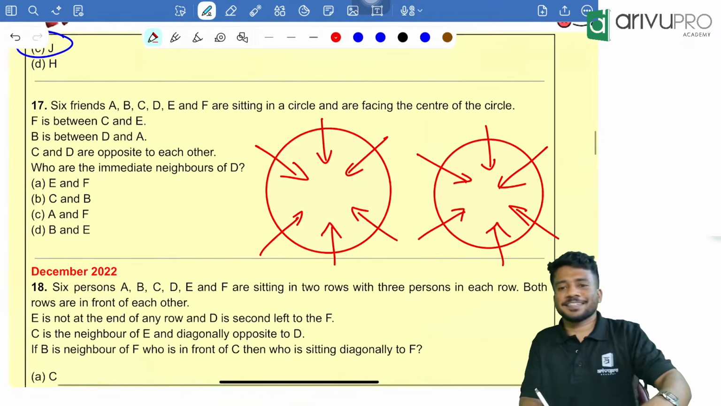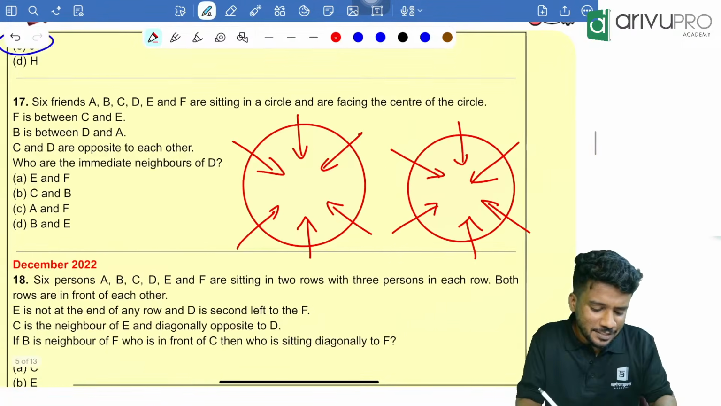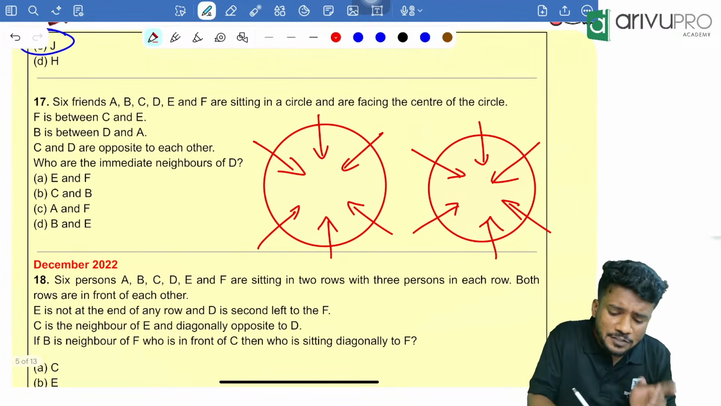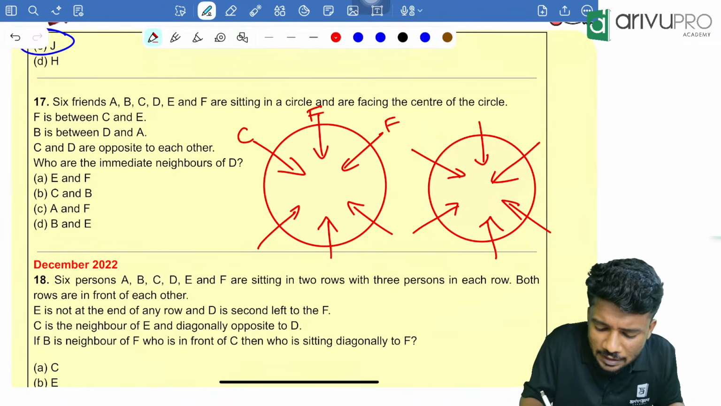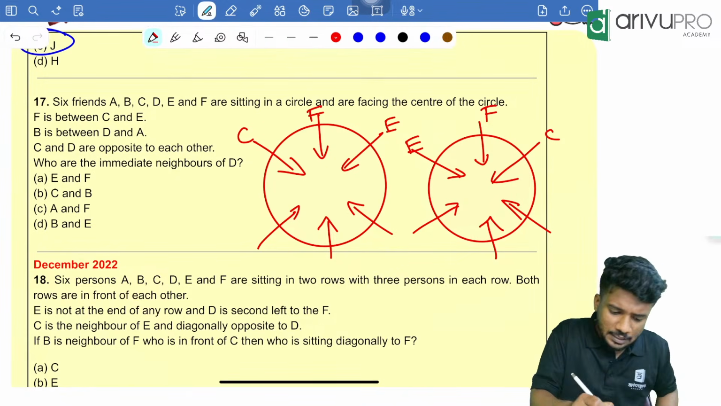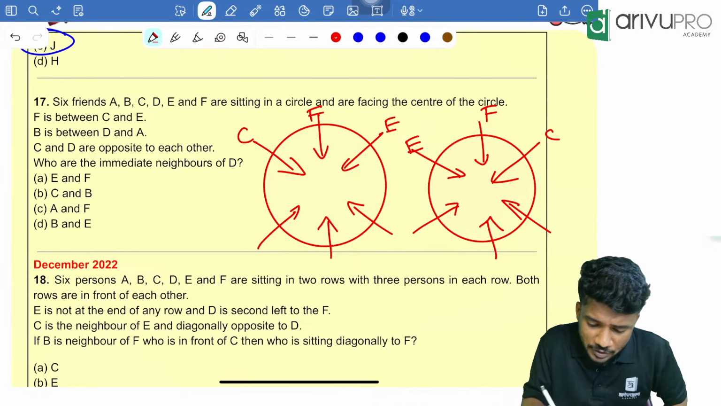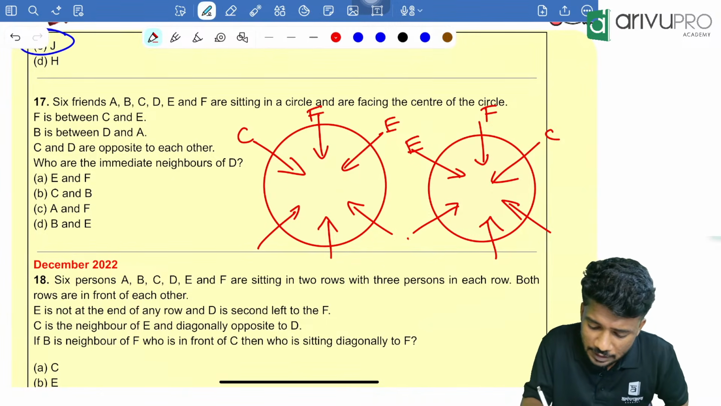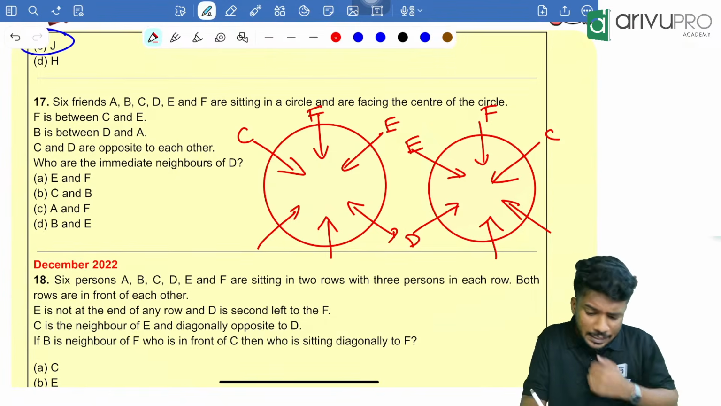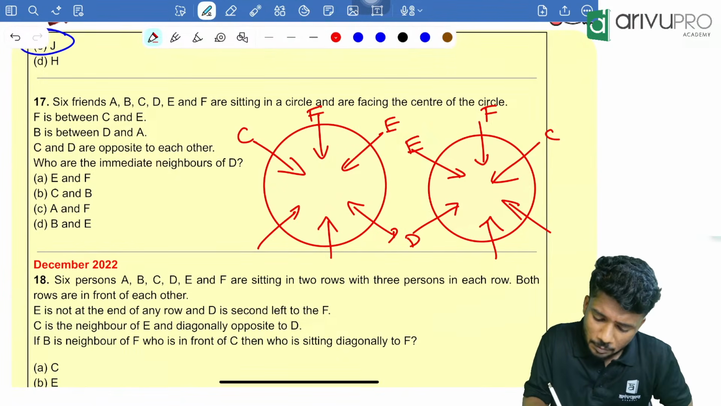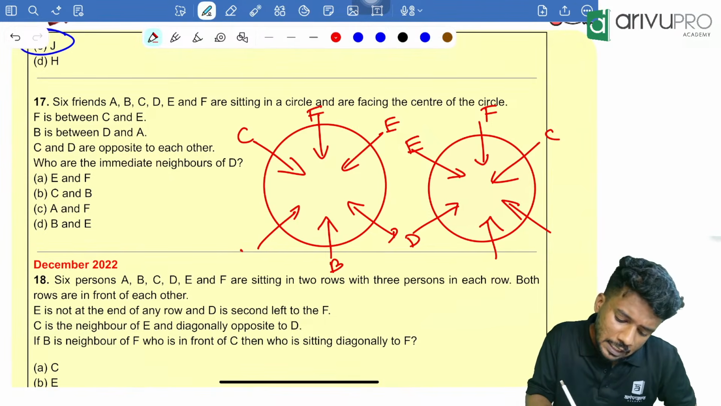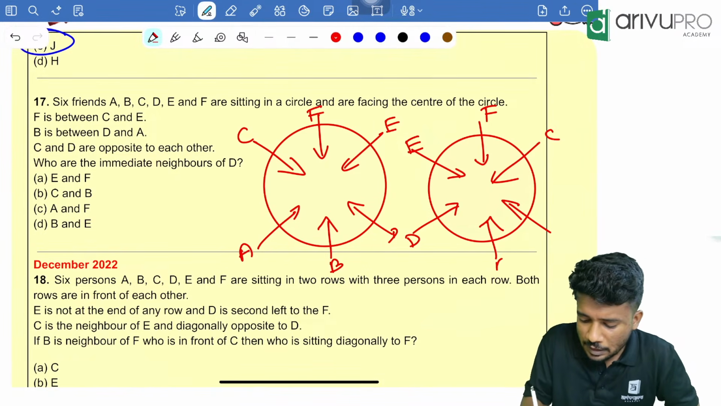Now they are sitting opposite to each other. Now we need to check. F is between C and E. I'll write F is between E and C over here. Then C and D are opposite to each other. Then what is given? B is between D and A.